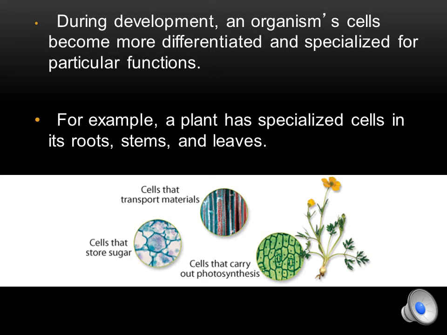For example, you have plants that have specialized cells. They have specialized cells in their roots, they have specialized cells in their stems, and then they have specialized cells in their leaves. So the roots have to be able to transport materials, the stems store the sugar that's made, and then the cells in the leaves have to capture light and carry out photosynthesis.